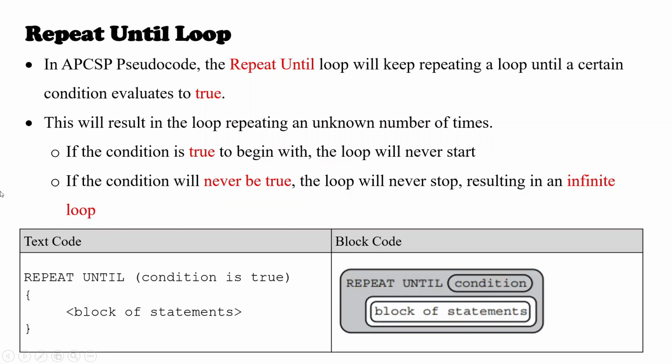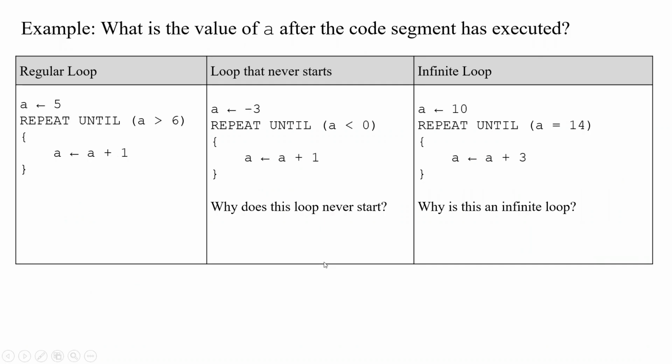Okay. So here's what it looks like on the CSP exam. You'll see the repeat until, and then in parentheses, they put a condition. Okay. They put some condition. So repeat until the condition is true, whatever that condition is. And you repeat that block of statements. Okay.